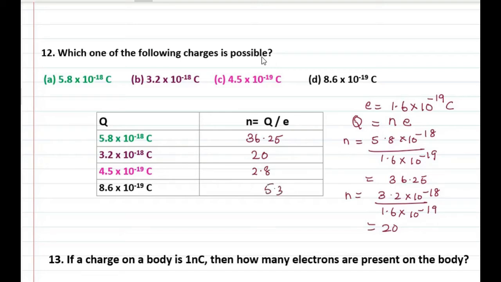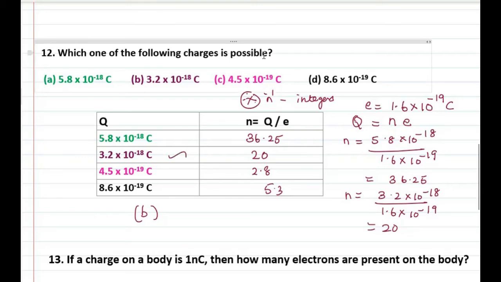Now compare all these values. What I have said is that Q should be equal to nE, and n is always an integer, not a fraction. From these values, only for 3.2 do we get 20; for all the others we get a fractional part. So the option is B, 3.2 into 10 to the power of minus 18 coulomb is the answer.